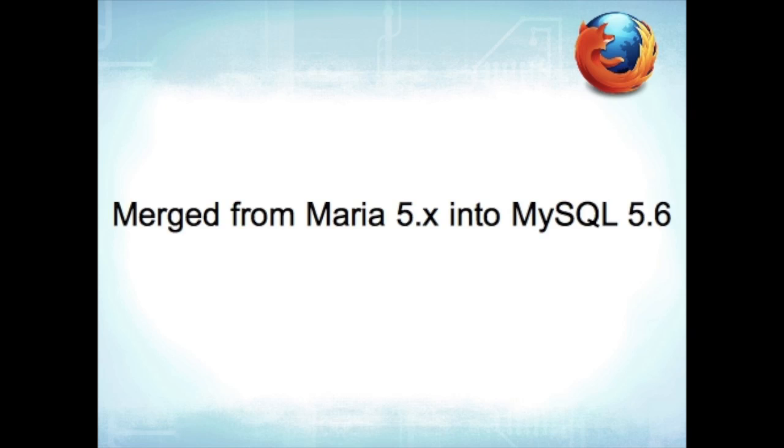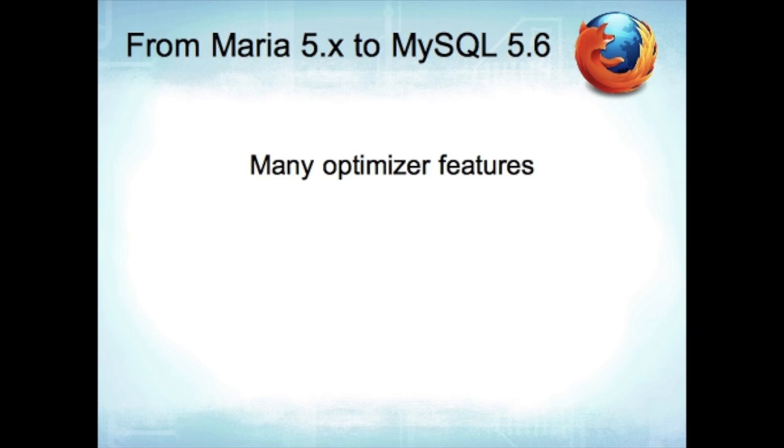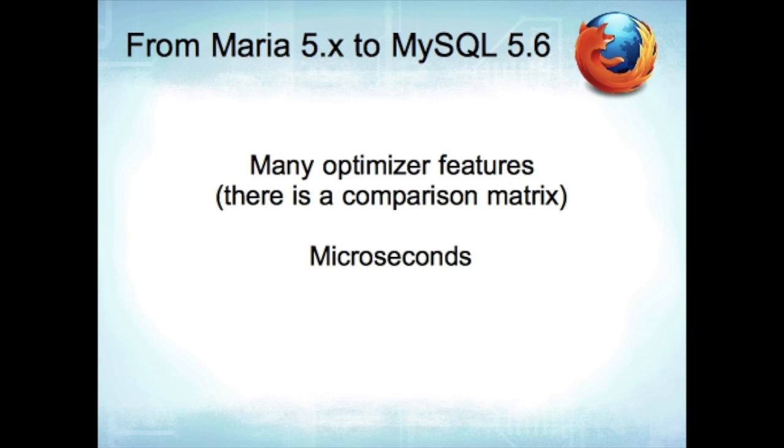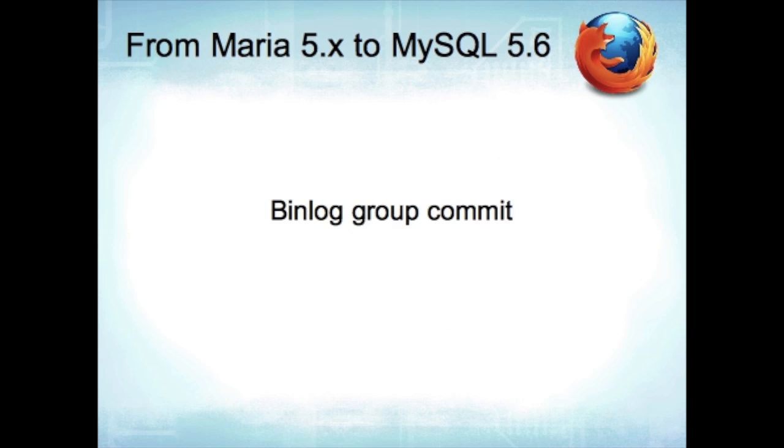There's the stuff that's merged from Maria 5 into 5.6, so that's in both, I guess. If you want to know what's in both, you have to go to like three different categories, right? So many optimizer features, and they do have a comparison matrix, so there are no quotes around the "many." Microseconds, again, everyone loves microseconds. Bin log annotations, bin log group commit, just precise, thread pool, and so on.